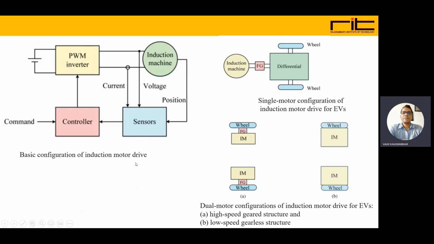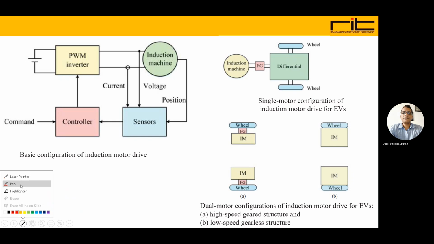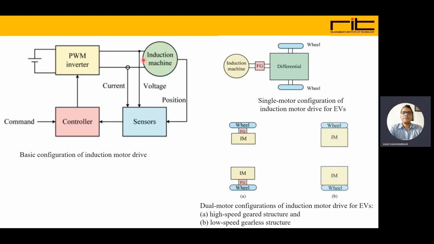This is the basic configuration of induction motor drive. There is the induction machine. Now the voltage, current and positions are given, and sensors are providing this input to the controller. Controller also will have the command signal as per the requirement to increase the speed or torque. Based on this, the signal will be given to the PWM inverter, and the suitable output of the PWM inverter will be given to the induction machine.